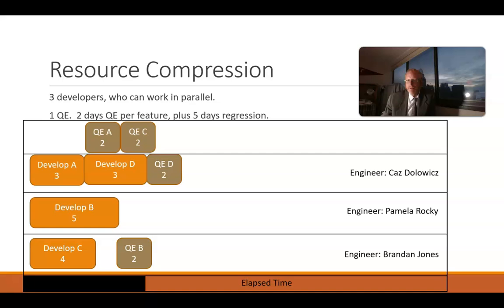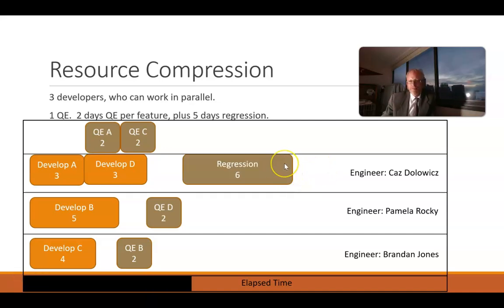Time marches forward. Now Kaz is finished with task D, and it looks like we still have some potential overlap here, but Pamela's available. So we say, okay, Pamela, can you work on QAing task D? Pamela says yes. And there we go. And now it's time for regression. Now I said regression 5 days here. I said 6. Close enough, either way.